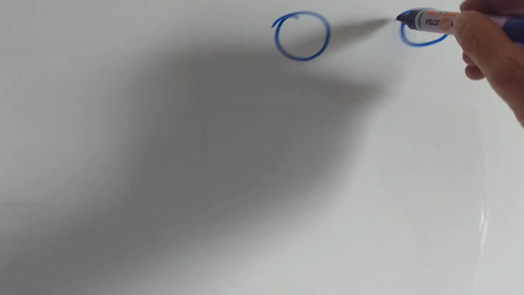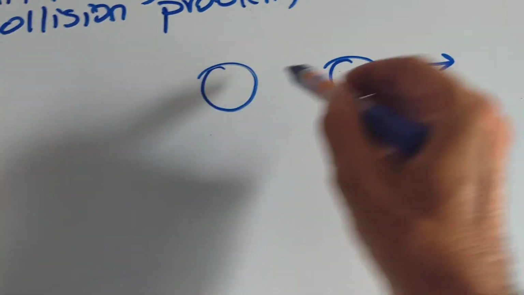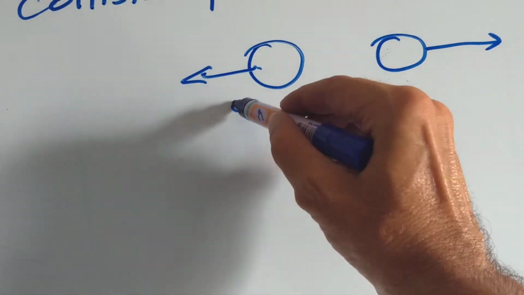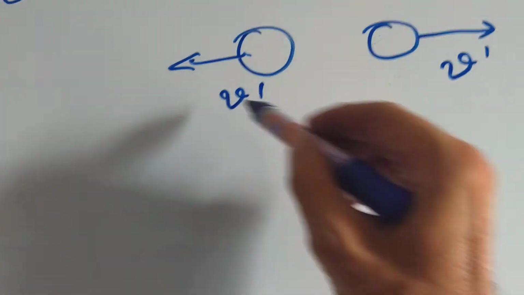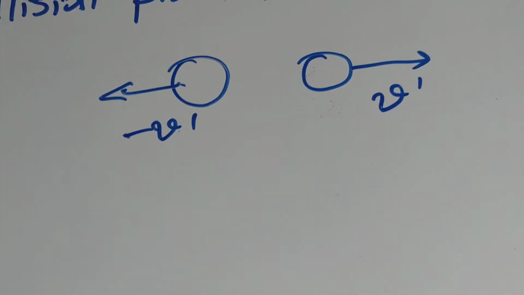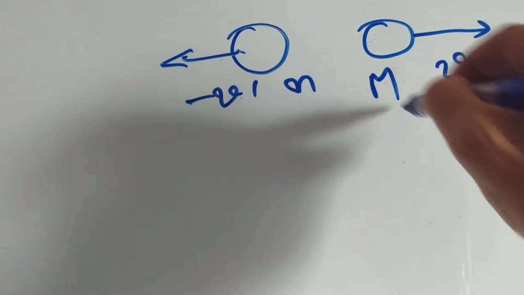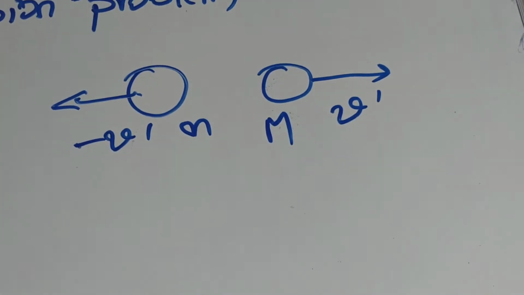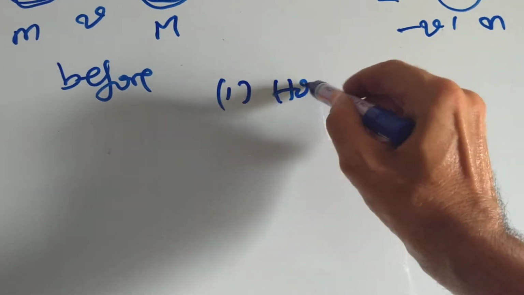And after collision, this is what happens. The two balls move away with equal and opposite velocity. So this is minus v prime, and that's v prime. Ball M, ball big M. Okay. Now, the question here is one, how can this happen?